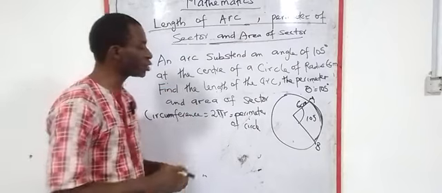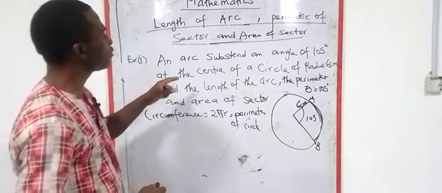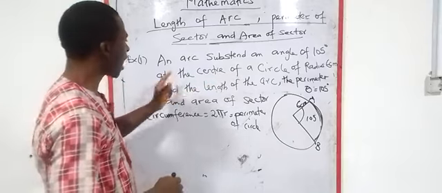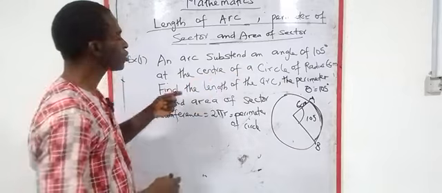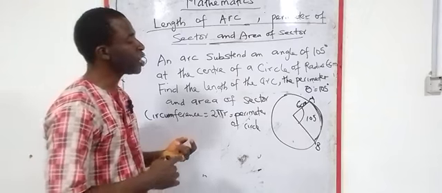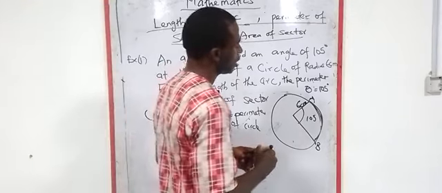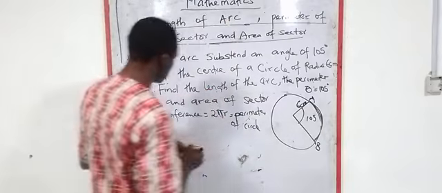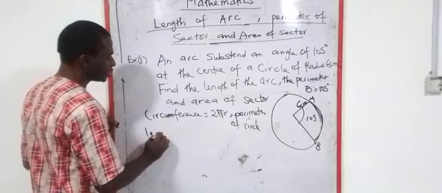That is not what I'm doing. What I want to do is look for the length of the arc, and also the perimeter of the sector, then the area of the sector. Don't forget, let's talk about the length. Length of an arc.